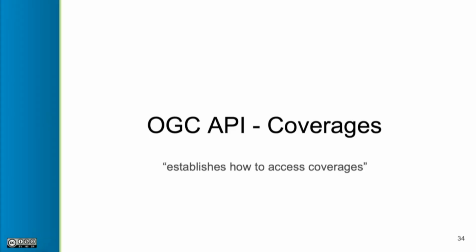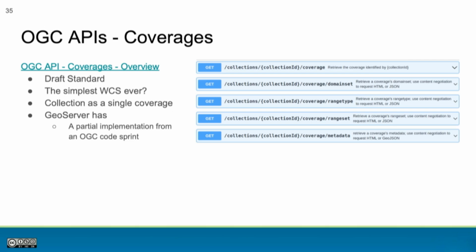Next up, we've got coverages, how to access raster data or imagery. And this is actually nice. This standard is far easier and simpler to understand than the traditional WCS services. So currently it's a draft standard. It's very, very simple.